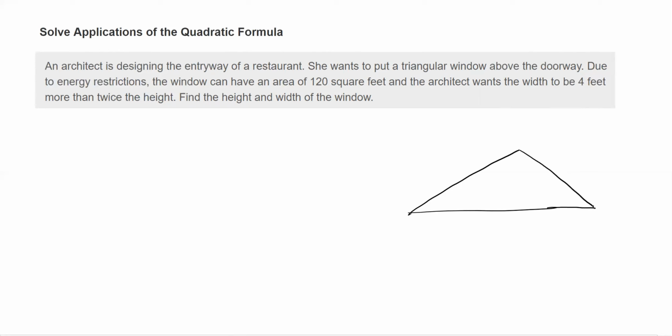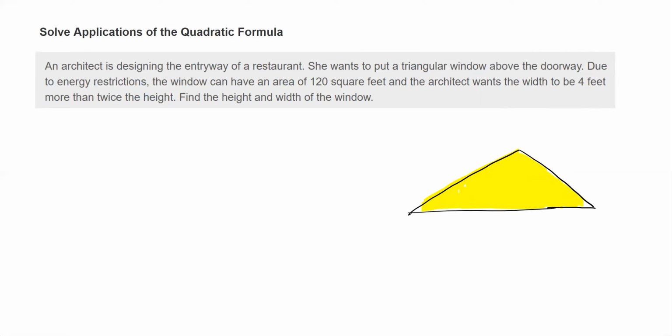Could be anyhow, right? I'm just drawing a triangle because I'm thinking of this in the triangular window above the doorway, so maybe it looks something like this. And they say that the area, right? The area is the space inside. So I'm doing step 1 basically by drawing the diagram.